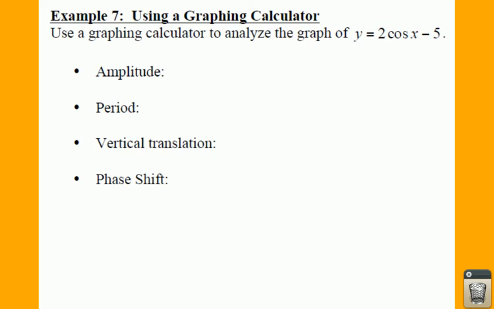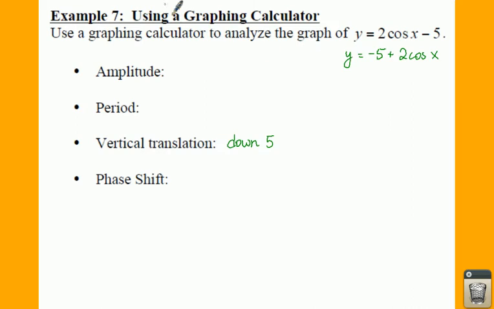What you could do is rewrite it as y equals negative 5 plus 2 cosine x. I don't know if that makes you feel a little bit better, but that just shows that your negative 5 is a vertical translation instead. That means you're going to go down 5, so your graph is going to be shifted down 5.